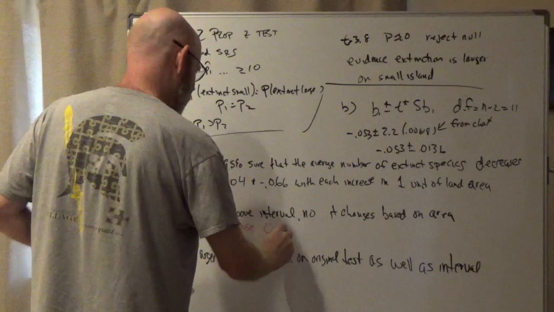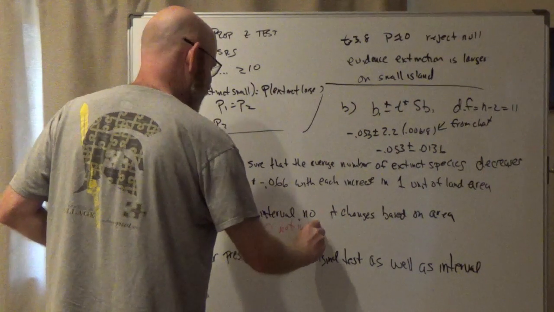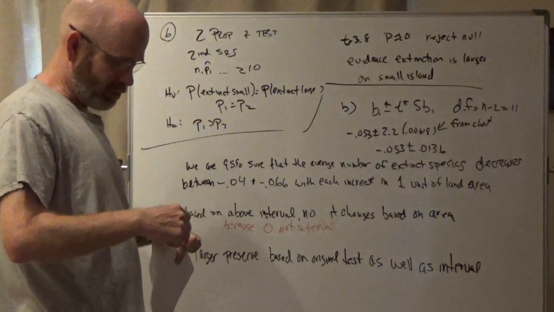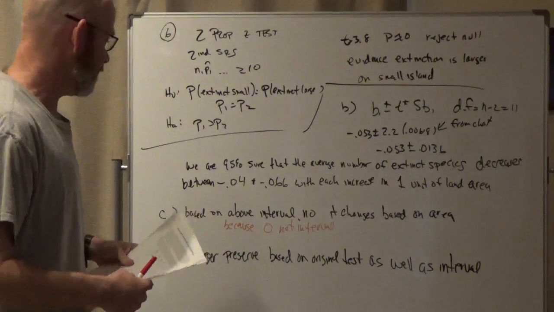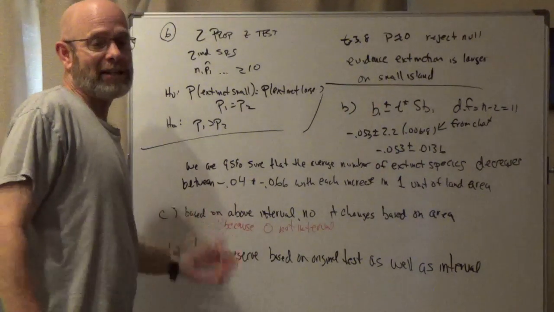So because 0 is not in the interval, it's not the same for all large ones or all small ones. We would probably see 0 in that interval if that was the case. So it is changing. And then the last question is, what should we do?